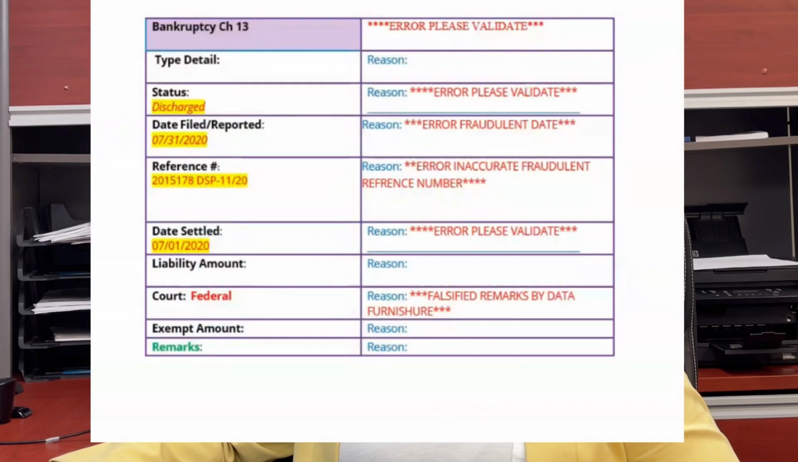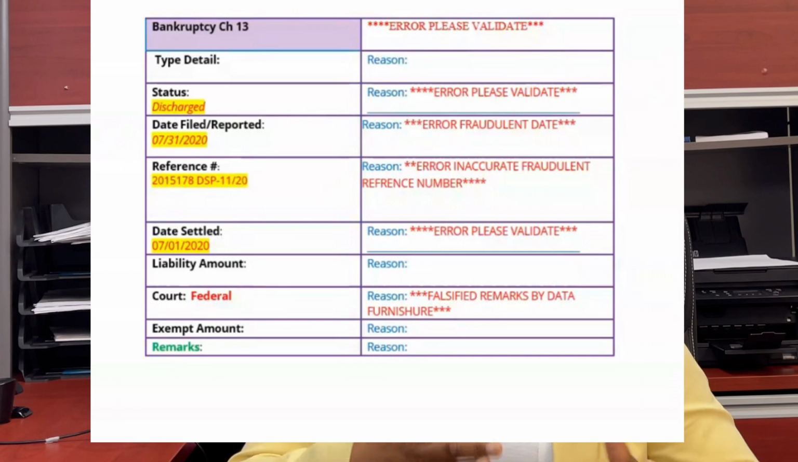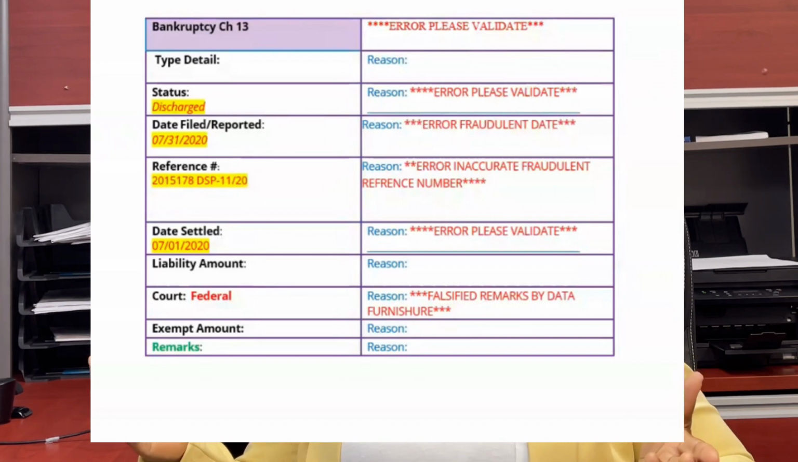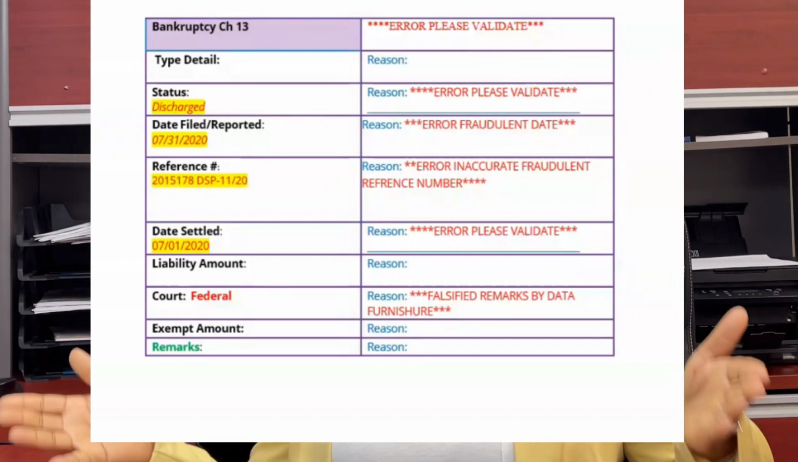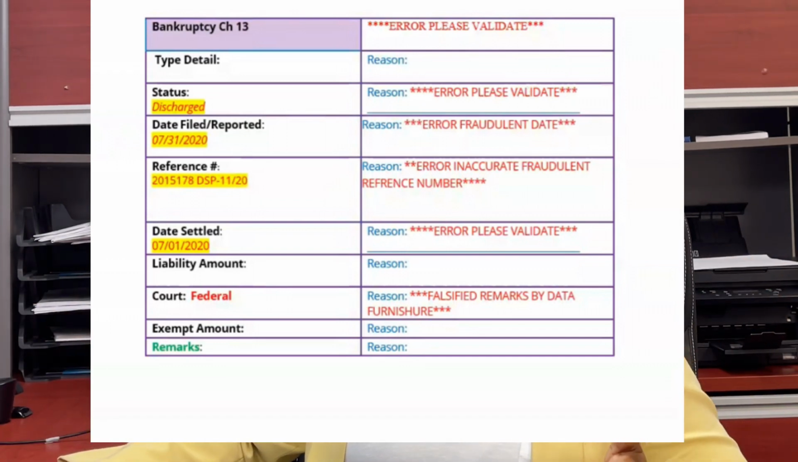So for reference numbers, we know here that a lot of the credit bureaus like to add like dates and different abbreviations on the end or the beginning of reference numbers. It shouldn't be reporting like that on your credit report. That is misrepresentation. It makes it actually a fraudulent reference number or incorrect reference number. So of course here I'm going to say error, inaccurate, fraudulent reference number.